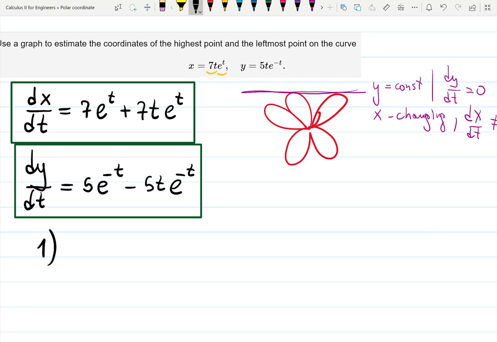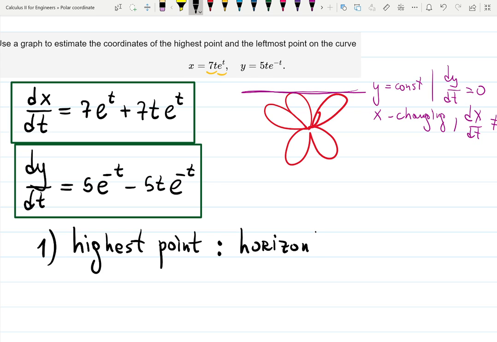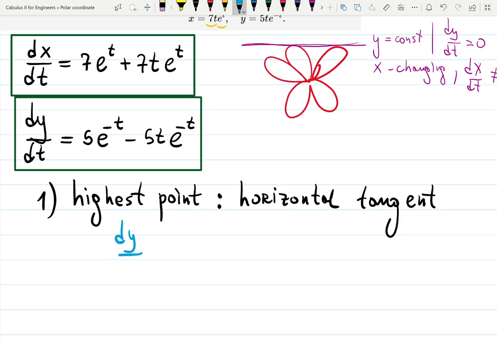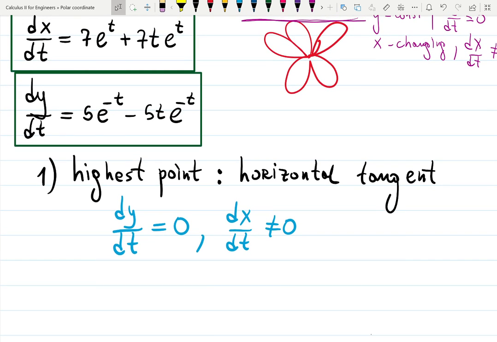So that's going to be our question number 1. Question number 1 is about the highest point. The highest point occurs at the horizontal tangent. Horizontal tangent occurs when the output y does not change, the derivative of y is 0, but the input does change, so the derivative of the input function is not 0. Well, we found the derivatives, so let's check. The dy over dt, that's equation number 2, 5e to the minus t times (1 minus t), should be 0. So let's solve it.